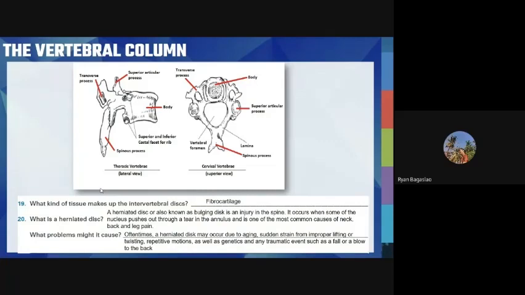Oftentimes, a herniated disc may occur due to injury, sudden strain from improper lifting or twisting, repetitive motions, as well as genetics and any traumatic event such as a fall or a blow to the back which damages our spine.